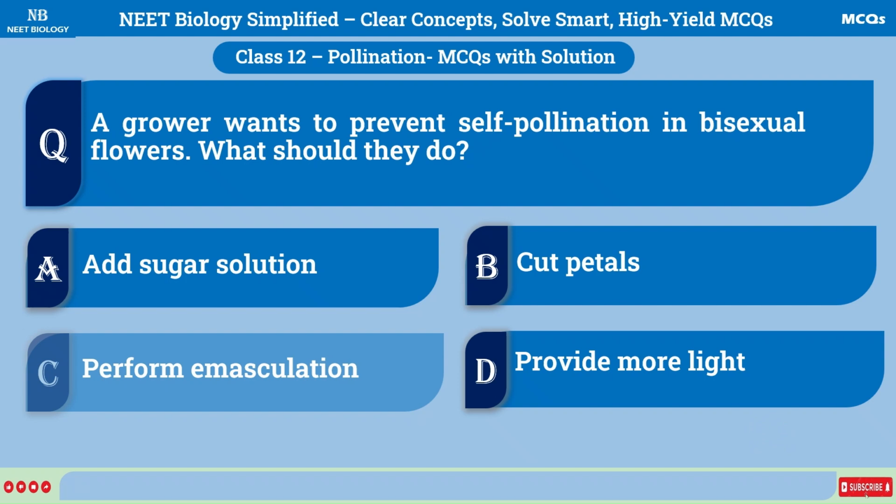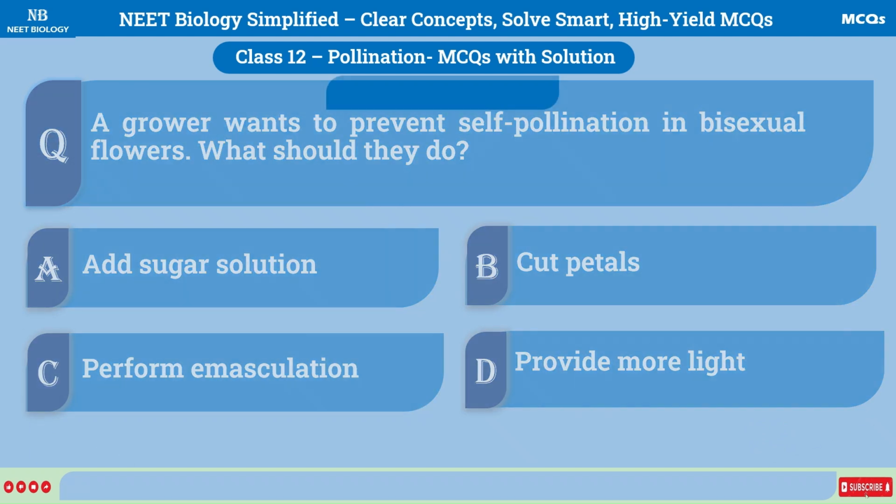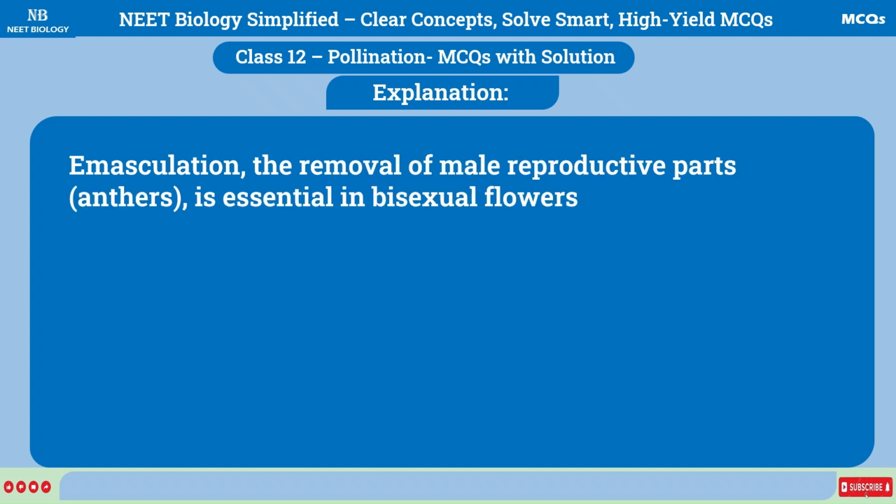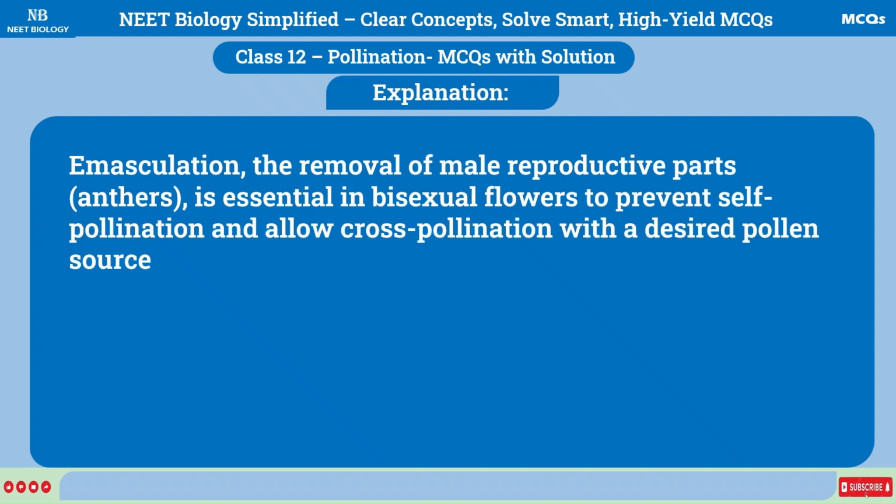Correct answer is C. Perform emasculation. Explanation: emasculation, the removal of male reproductive parts, anthers, is essential in bisexual flowers to prevent self-pollination and allow cross-pollination with a desired pollen source.